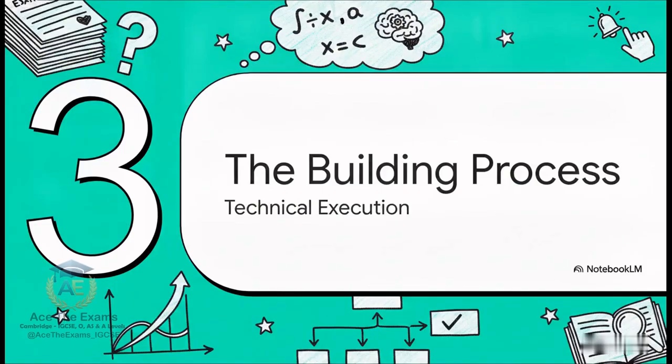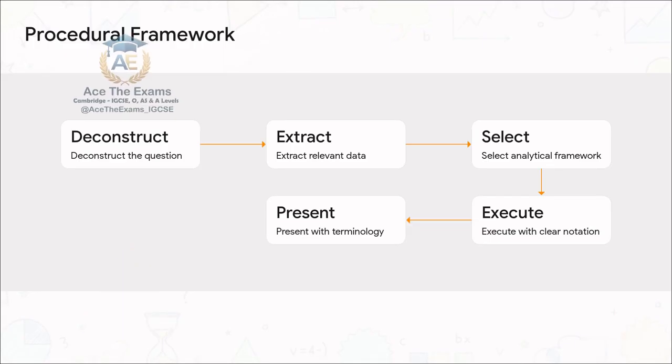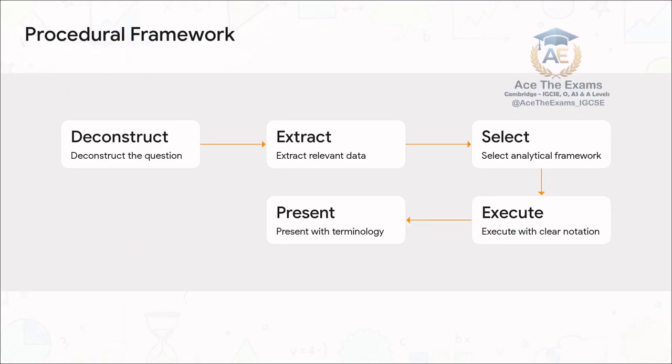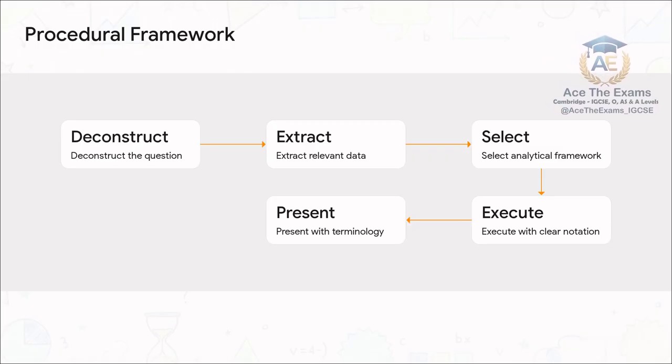Let's move to Section 3, the building process, and see how all of this theory actually builds into technical execution when you're staring down a really complex past paper problem. Whenever you tackle these specific, multi-layered problems, you absolutely must follow this exact 5-step procedural framework to extract your data from texts and tables and draw evidence-based conclusions. Let's actually do this right now. Let's imagine applying this to a complex word problem.